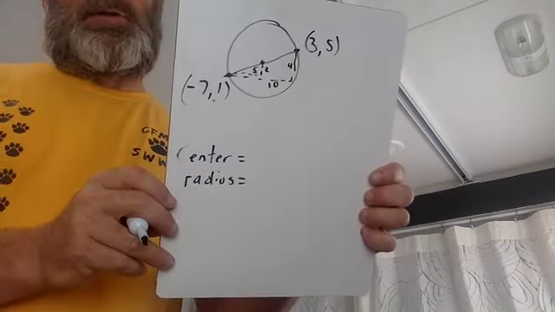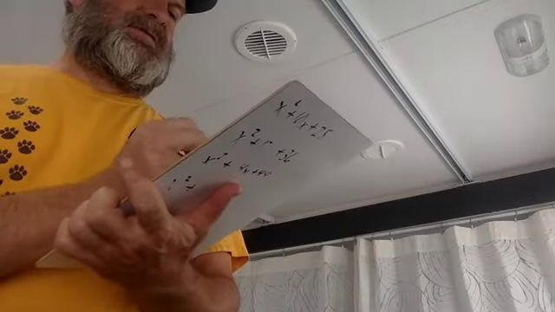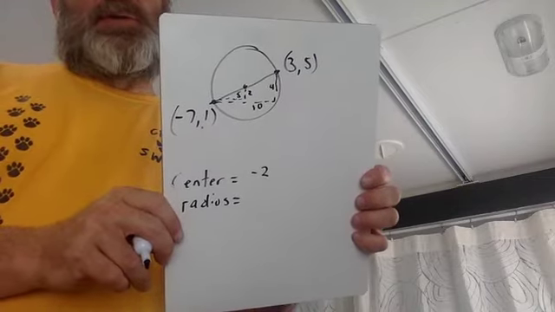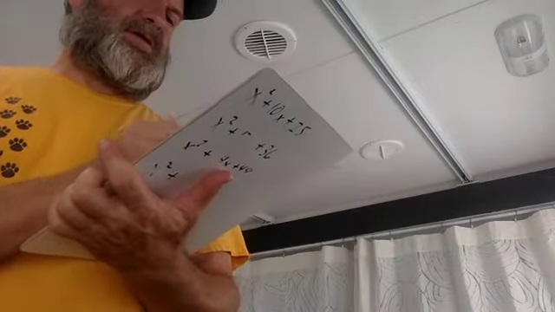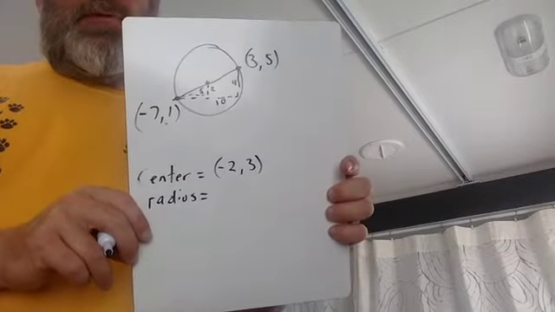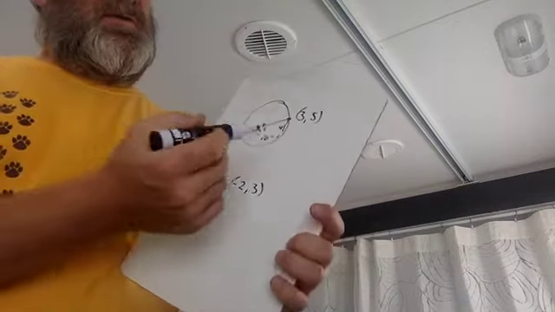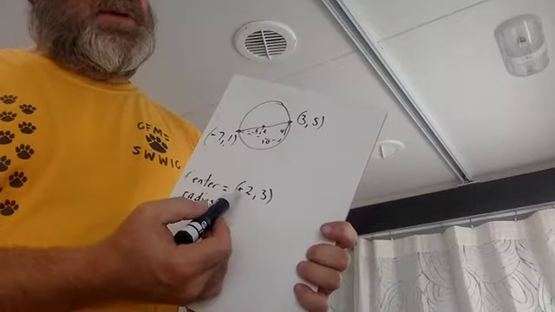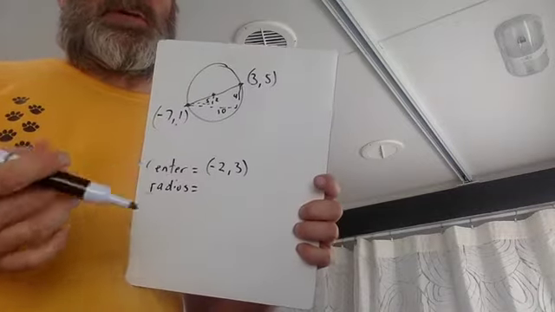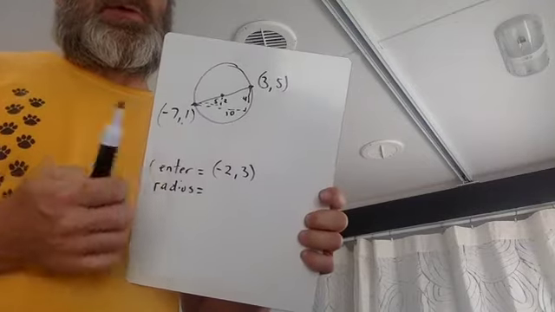Over 5 and up 2 from negative 7, 1. So over 5 from negative 7 is negative 2, and up 2 from 1 is 3. So our center is at negative 2, 3. So we have half the information that we need. You could have started from the right and gone over 5 spaces from 3, and that takes you to negative 2, and down 2 spaces from 5, and that takes you to 3. So it doesn't matter what endpoint you start from, as long as you're going over and up or down half the distance that you did to get from one point to the next.